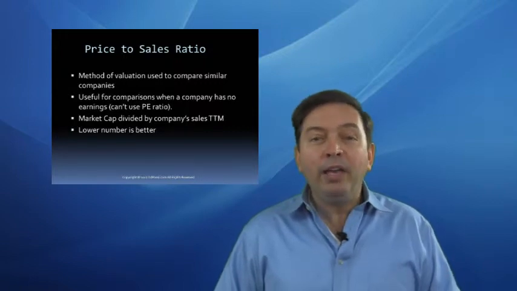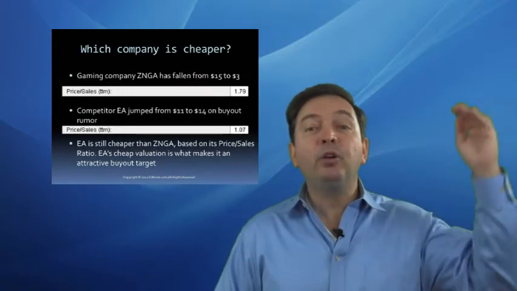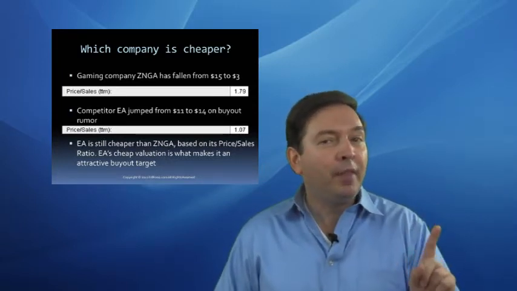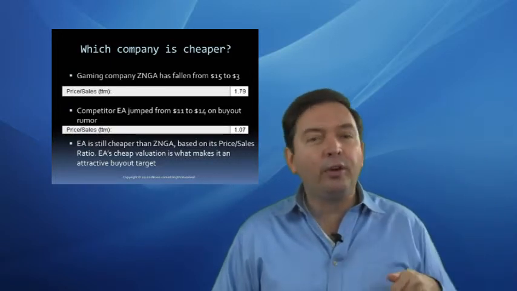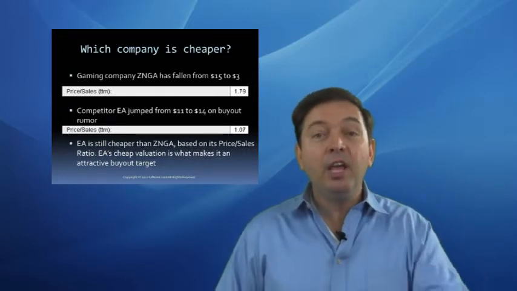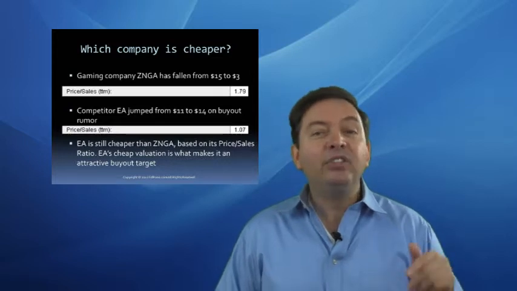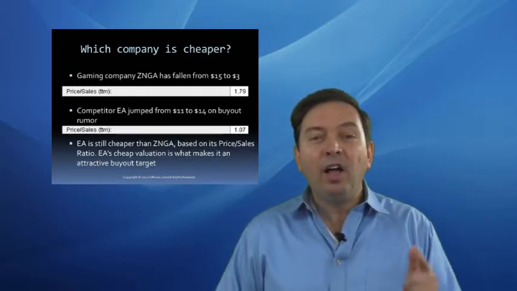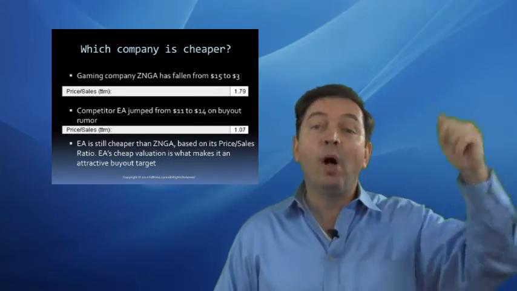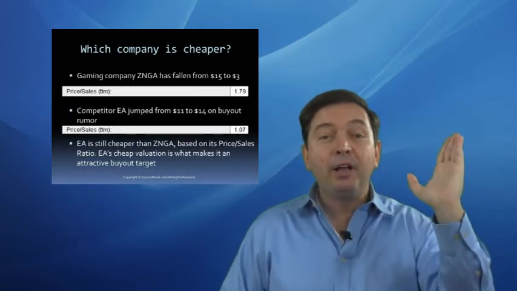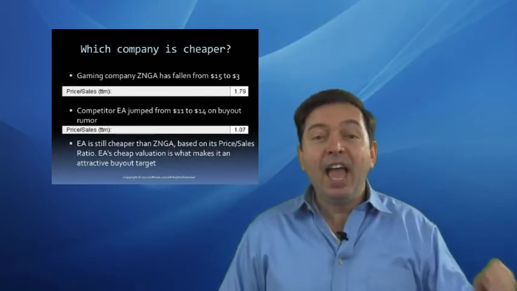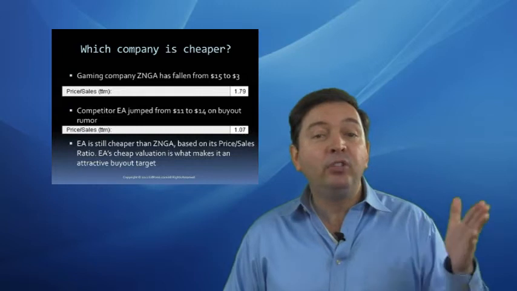Now, here's two examples. We have a company, Zynga, which has been crushed, falling from $15 a share to $3 a share. A lot of people are going to look at that and say, oh, this stock is cheap, it's only $3. But the price to sales ratio, even after the stock got smashed down, is 1.79. And that's a lot higher than its competitor, Electronic Arts. Electronic Arts stock had moved up from $11 to $14. So while Zynga was falling, EA was going up, but EA still had the cheaper valuation based on this metric. EA still cheaper than Zynga based on price to sales ratio.